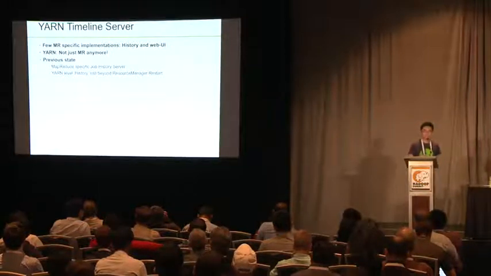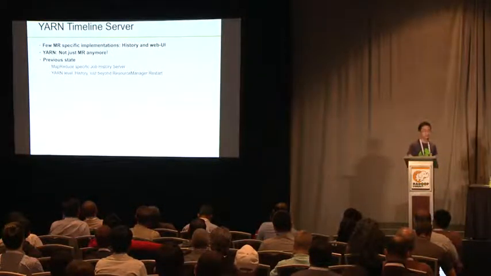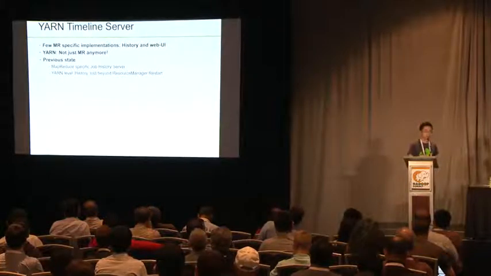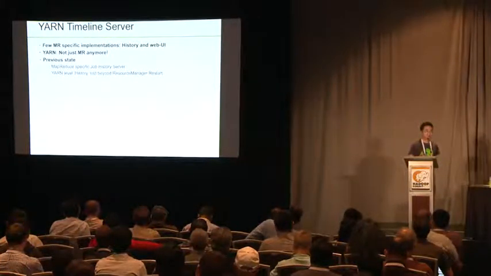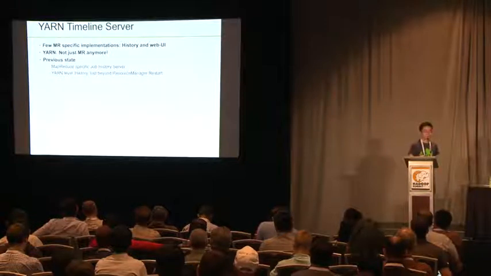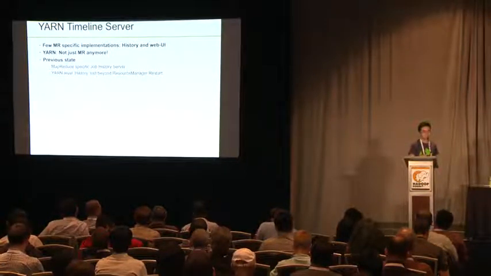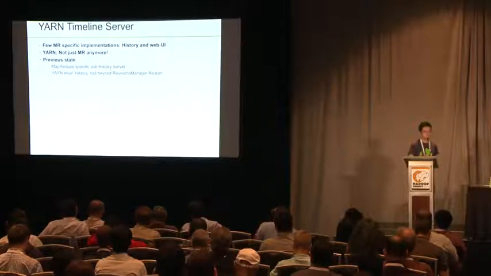This is basically motivated by the MapReduce job history server. So in the MapReduce version 1 world, we have a separate MapReduce job history server, which is for storing the MapReduce job history and also serving requests when the client wants to query the history information of this job. They can go to this server for such information.